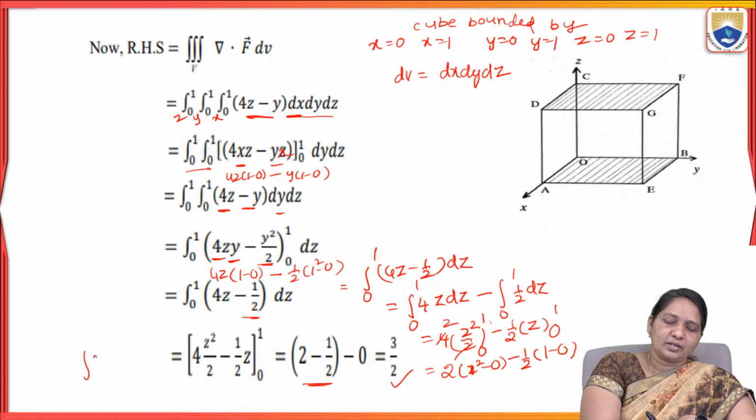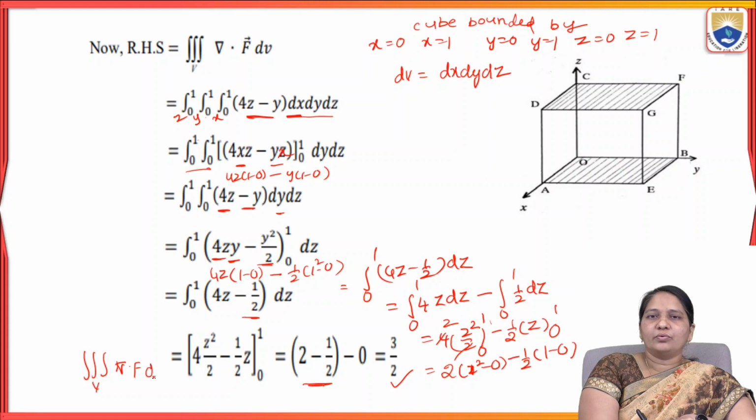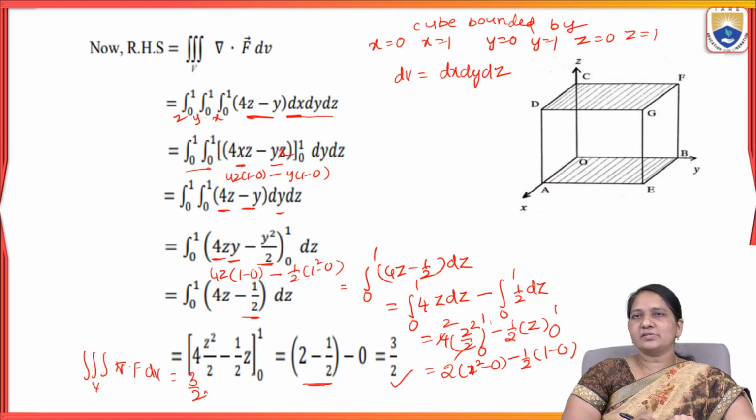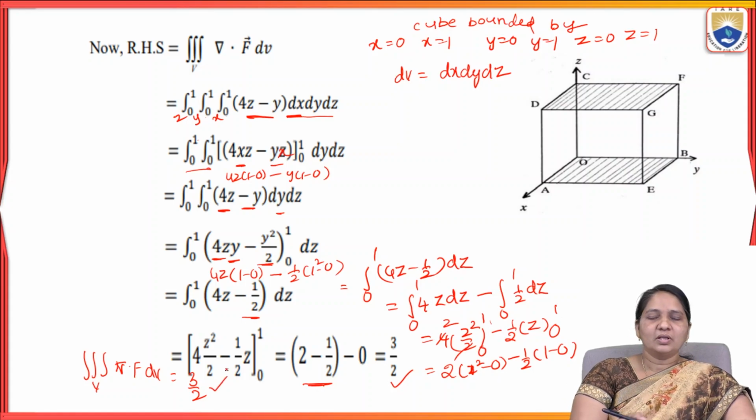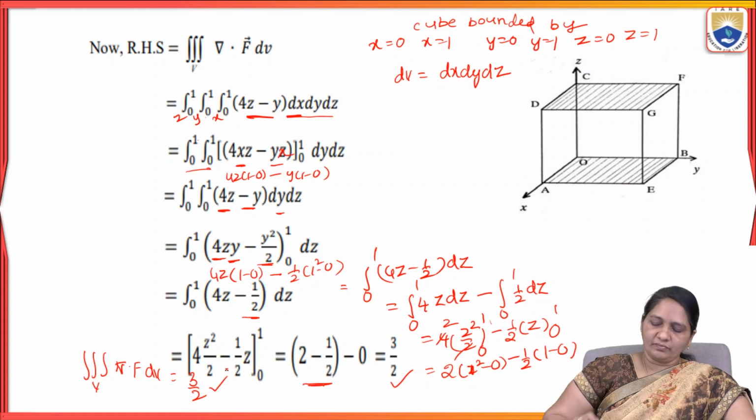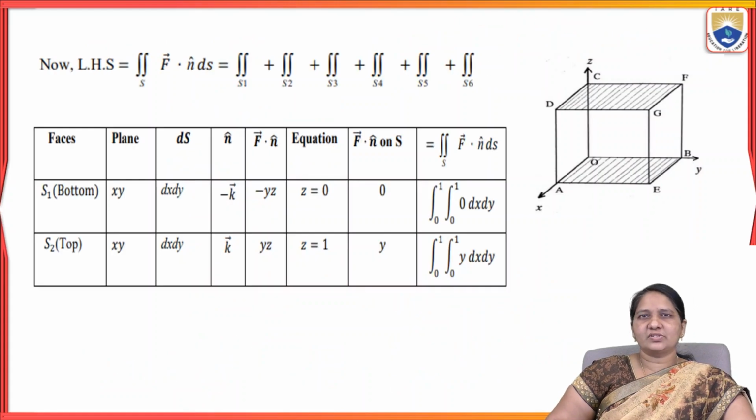So now I have calculated the del dot f into dv value, that is 3 by 2. So one part is completed. Here they are asking to verify the Gauss Divergence Theorem. That means the LHS part also we have to prove, that is 3 by 2. Then we can verify the Gauss Divergence Theorem.